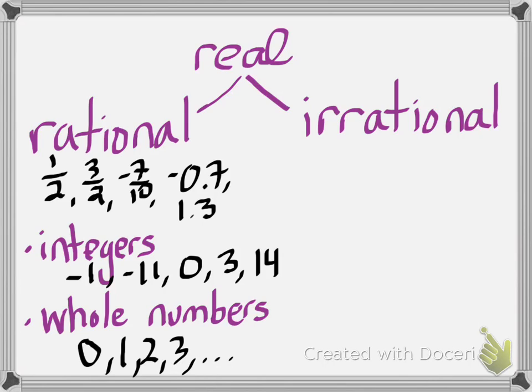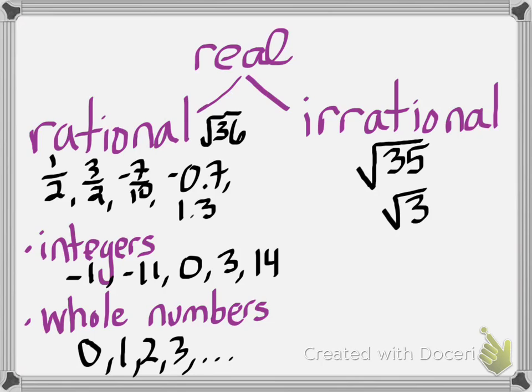Another example of a rational number would be square root 36, because the square root of 36 is positive 6 or negative 6, so that is rational. Irrational are the square roots that are not perfect squares. Like square root of 35, that would be irrational. The square root of 3, that would be irrational. Negative square root of 2 would be irrational. If it's not a perfect square and it's under a square root, it is irrational.